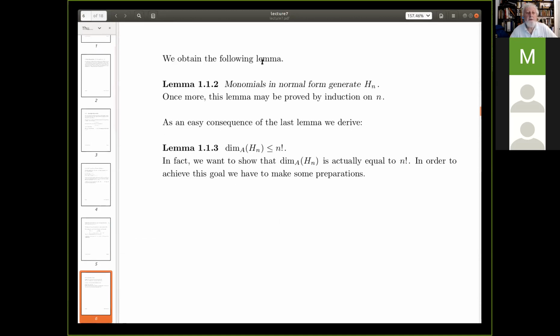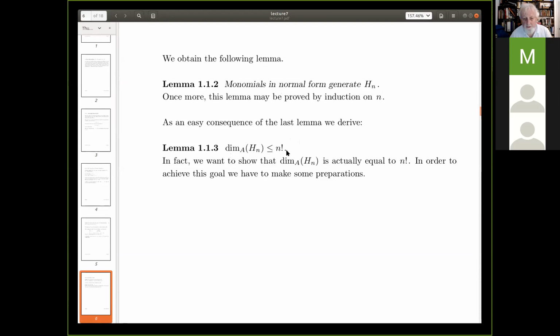So we've got the following lemma. Monomials in normal form generate Hn. Once more, this lemma may be proved by induction on n, so that's an exercise for the reader. As an easy consequence of the last lemma, we derive that the dimension over A of Hn is less than or equal to n factorial.